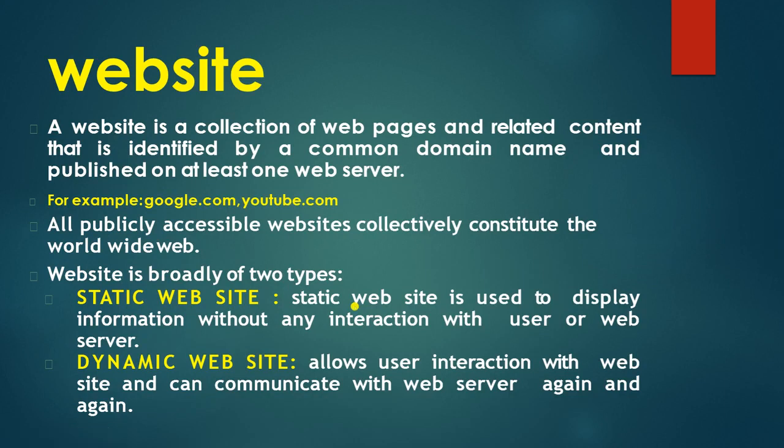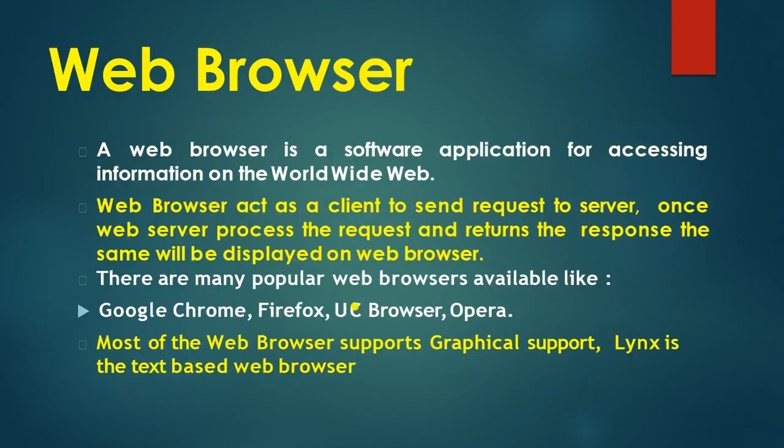Now website. A website is a collection of web pages and related content that is identified by a common domain name and published on at least one web server. You can see google.com and youtube.com are websites. All publicly accessible websites collectively constitute the World Wide Web. It is of two types, static and dynamic. Static means the information is shown without any interaction with the user or web server, and dynamic means a user can communicate with the web server again and again, or we can say the website can communicate with the web server.